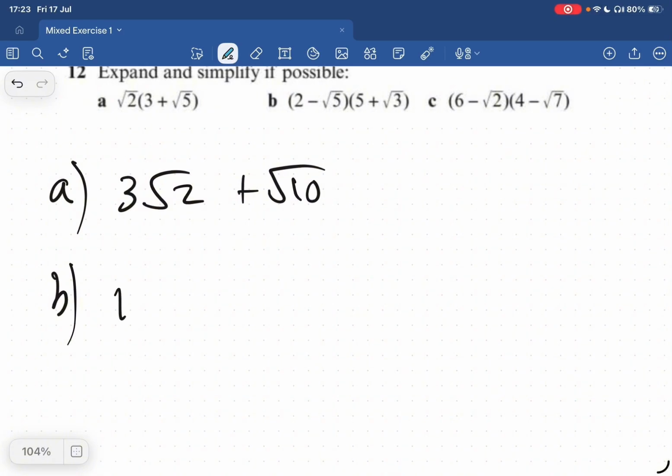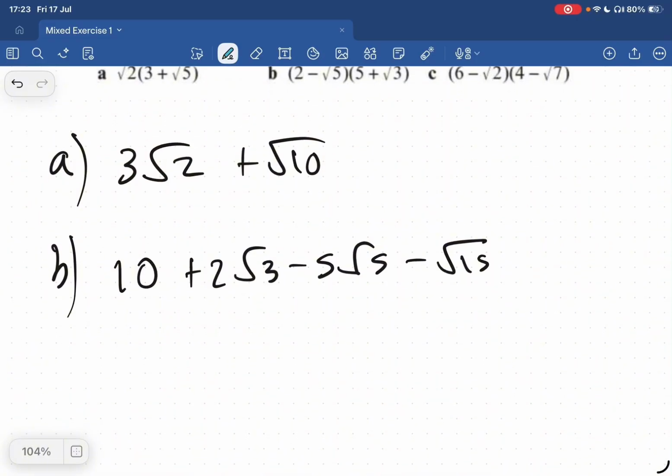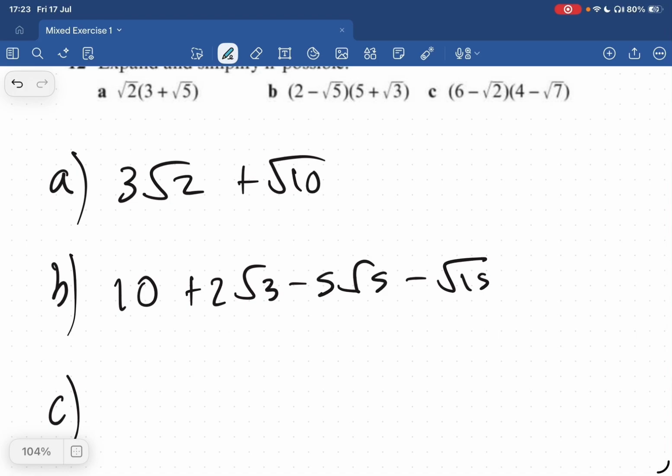Okay, part B, we've got 10 plus 2 root 3, take away 5 root 5, minus root 15. Now can we simplify root 15? No, because there's no square numbers that factorize root 15. So this is as simple as possible. I know it doesn't look very simple, but it's also part of being confident when you can and when you can't simplify any further.